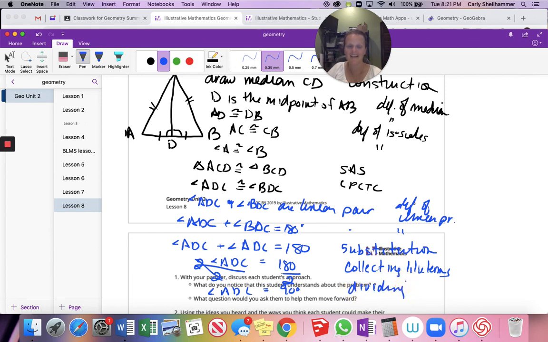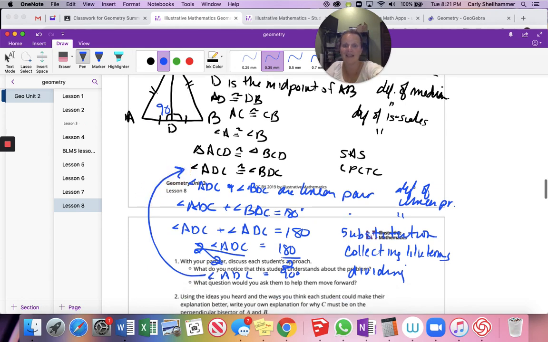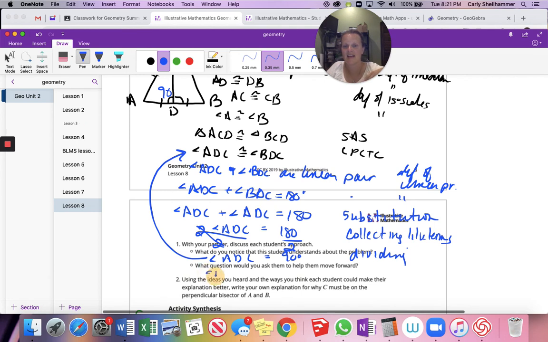All right, so once we said that ADC was 90, we can put that back up here and say, okay, since ADC is 90, then BDC is 90 also, by substitution. That's my dog snoring.